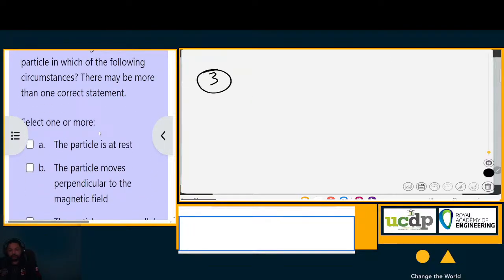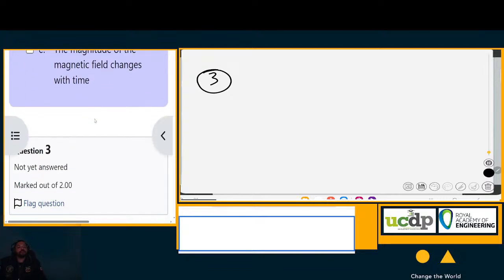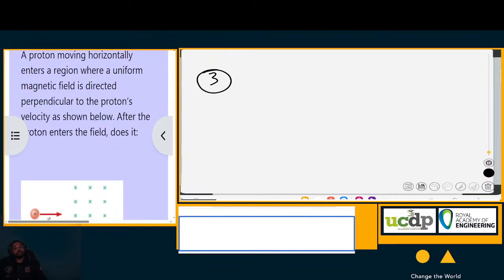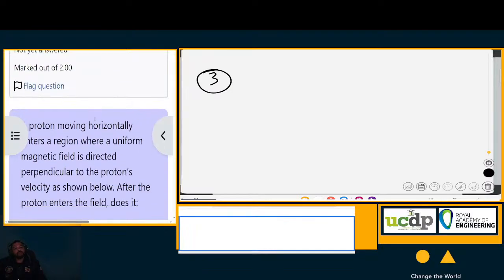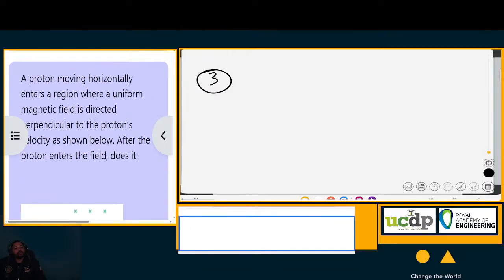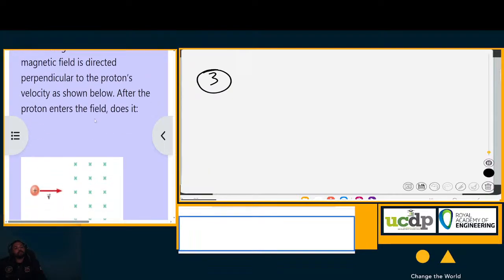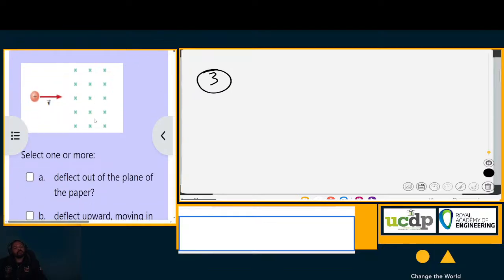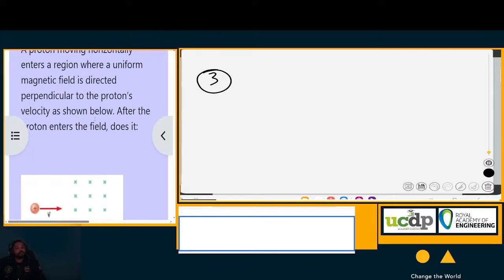Question number 3. These are more conceptually based to determine whether you can understand the concepts that you have been taught. A proton moving horizontally enters a region where a uniform magnetic field is directed perpendicular to the proton's velocity as shown below. After the proton enters the field, does it? So what happens to this proton when it enters this magnetic field?